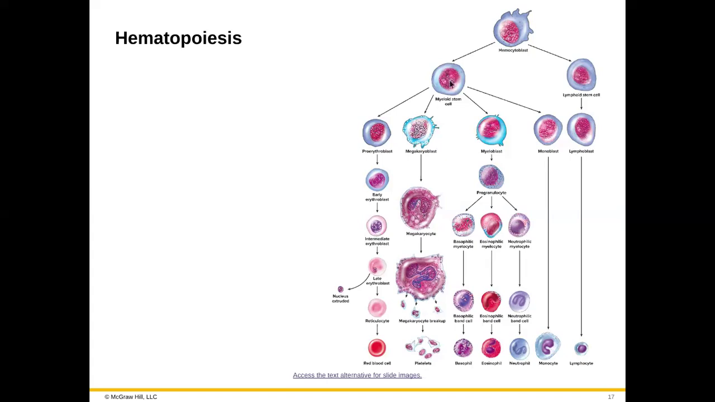Now, the myeloid stem cell has another option. It can go into a myeloblast. It can go into a progranulocyte, which will have our basophilic myelocyte, eosinophilic myelocyte, and neutrophilic myelocyte, which will then turn into those representative band cells, which will then turn into our basophil, eosinophil, and neutrophil. Now, if the myeloid stem cell differentiates into a monoblast, that will then form a monocyte.